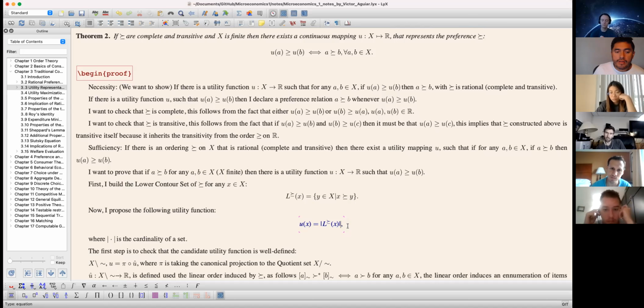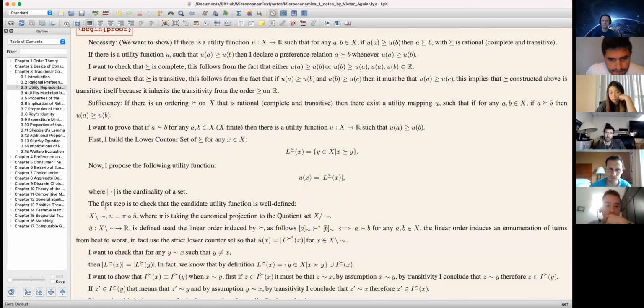Now, this is just a proposal. So I propose the utility, but I haven't shown that this is a good proposal. Do you agree? So what is the real check that this is a good proposal? That if I have an element A preferred to an element B, then it has to be that the proposed utility U of A is greater than or equal to U of B, right? That's the final check. So let's do that.